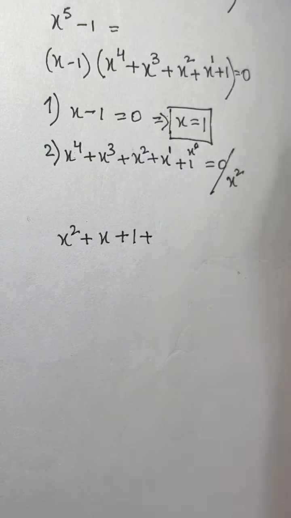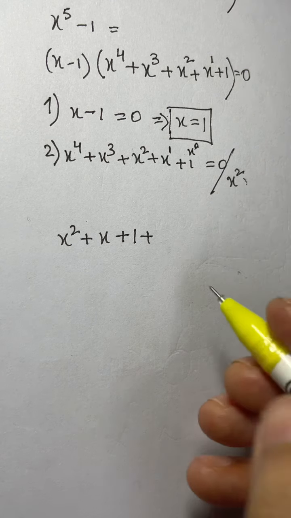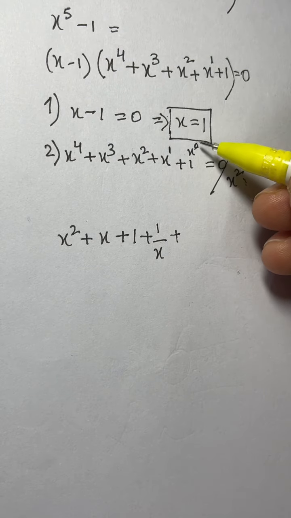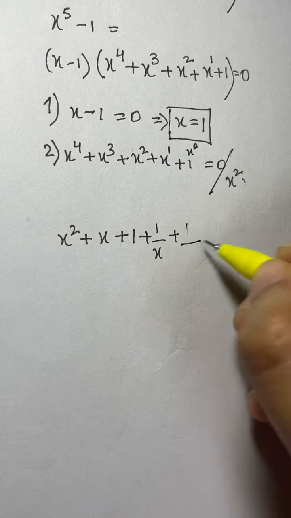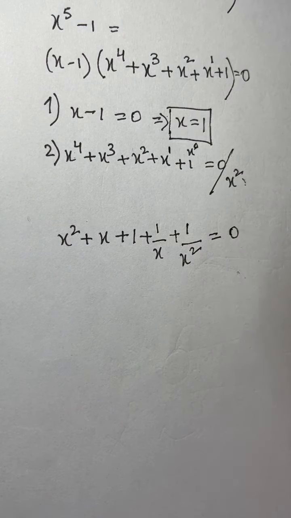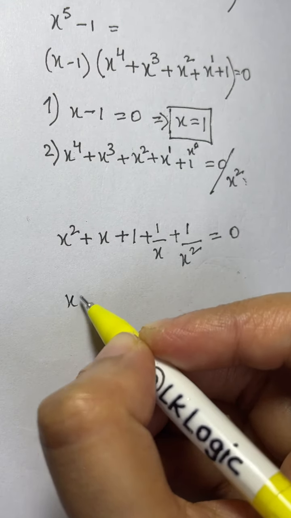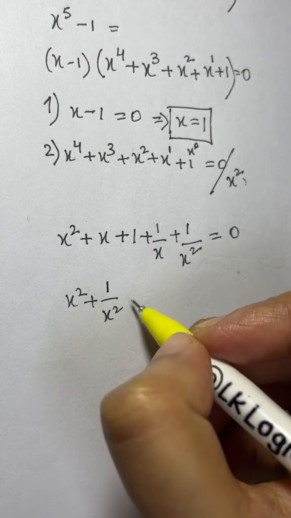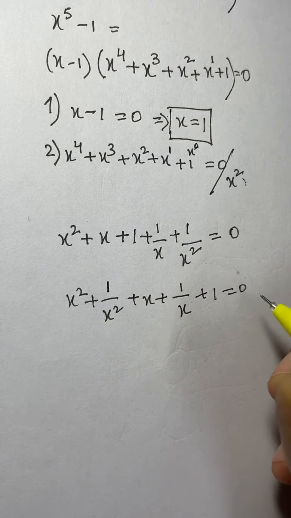Then you have plus x to the power of 1 divided by x squared. So 1 minus 2 will be negative 1. So that's the reciprocal of x. Then you have x to the power of 0 divided by x squared, 0 minus 2, so you have the reciprocal of x squared, is equal to 0. Now what do we get? Let's arrange the terms. You have x squared plus 1 by x squared. Then you have x plus 1 by x plus 1 is equal to 0.